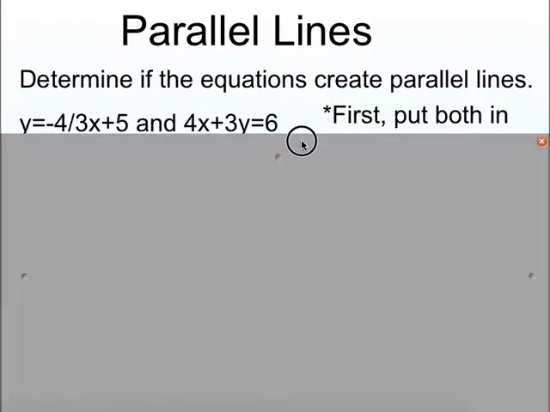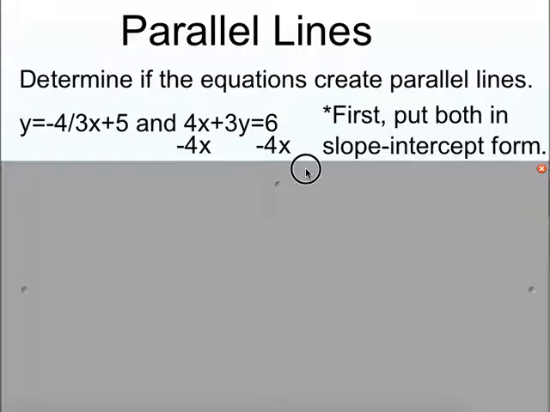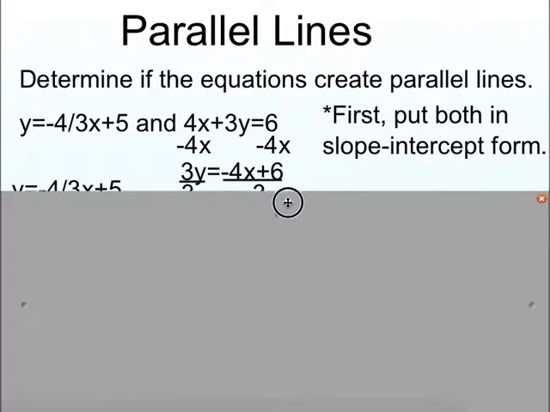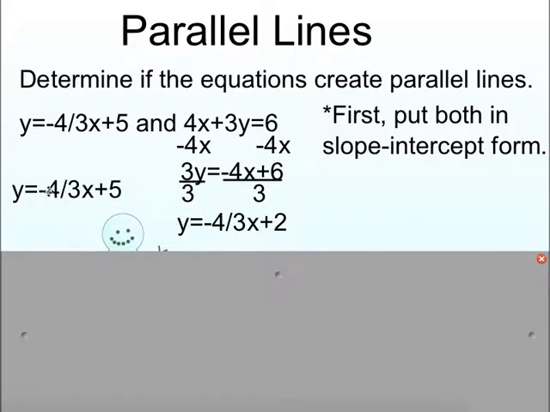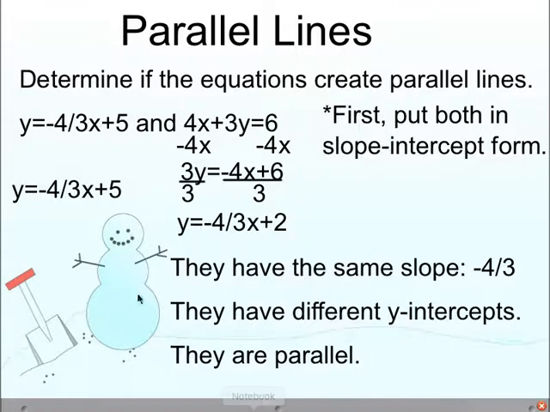So let's determine if these two equations are parallel. So first, we need to put both into slope-intercept form. So we're going to subtract 4x on each side and divide by 3. Which means we're going to need to compare negative 4/3 x plus 5, our first equation, and negative 4/3 x plus 2. Well, we have the same slope here, and we have different y-intercepts, which means, yes, they are parallel.